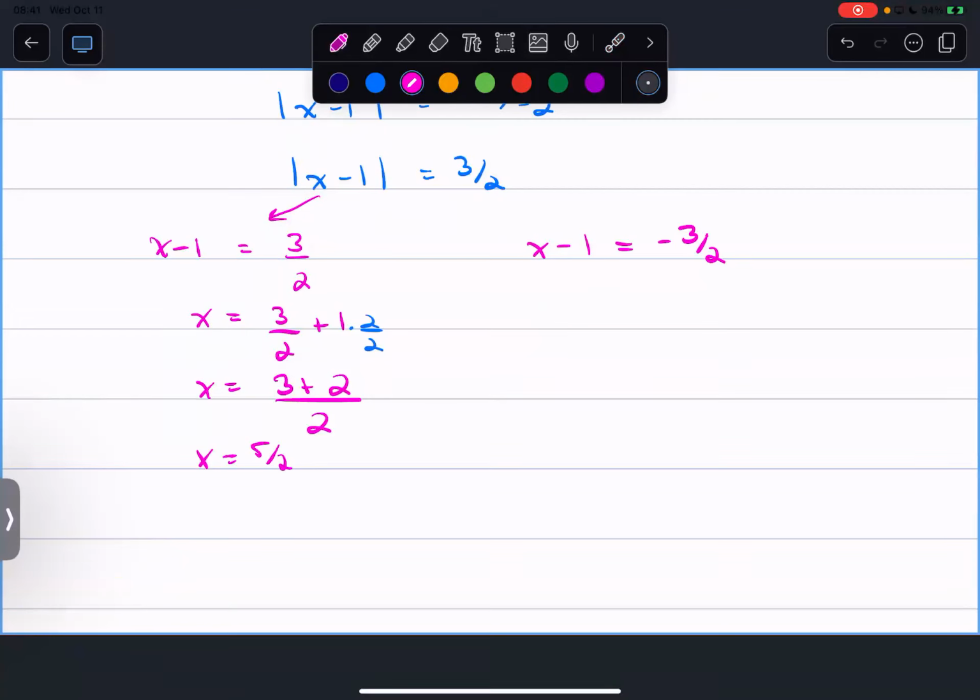Same thing on the other side. I get x is negative 3 over 2 plus 1, which again, times 2 over 2, x is negative 3 plus 2 over 2, putting me at negative 1/2.